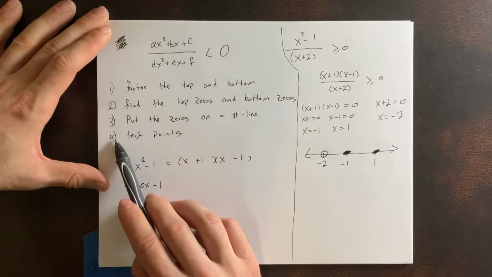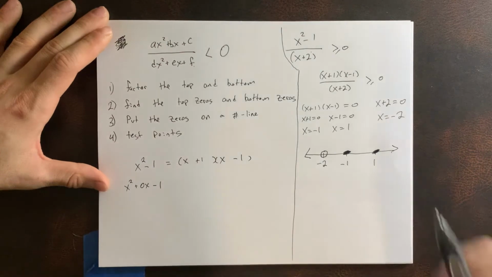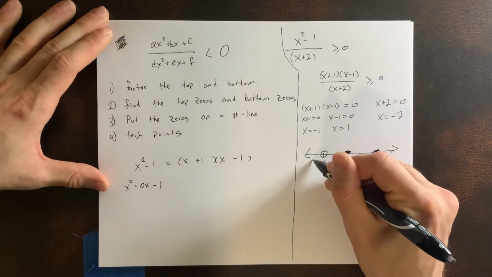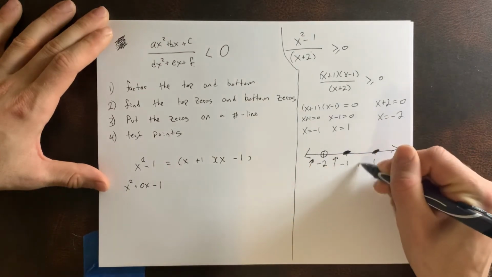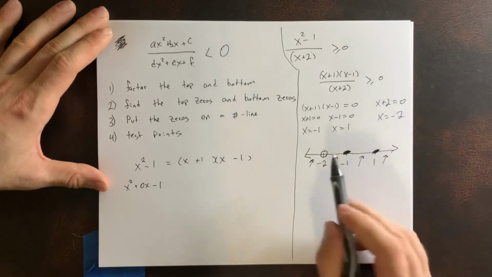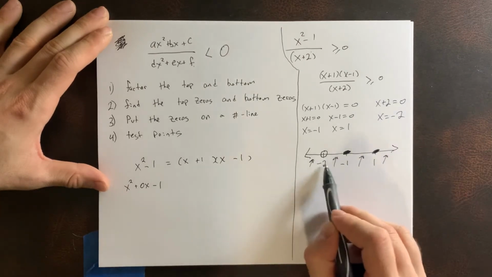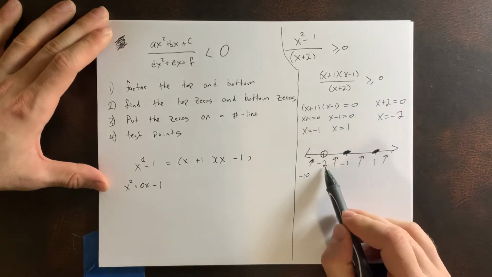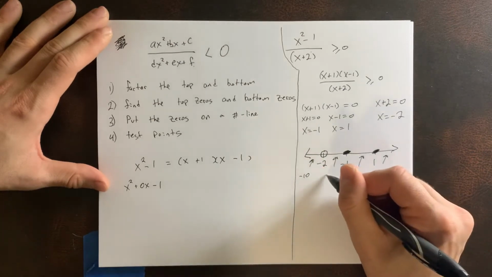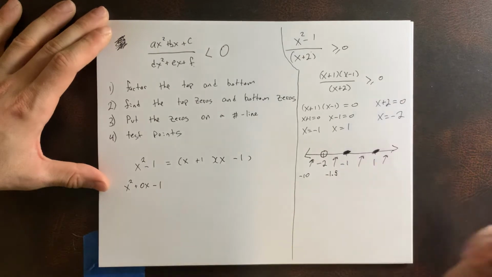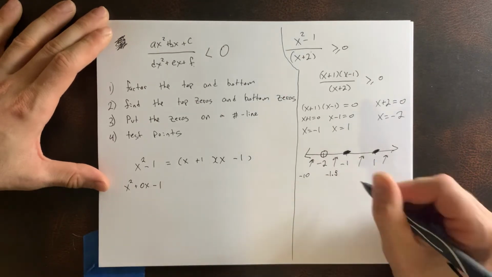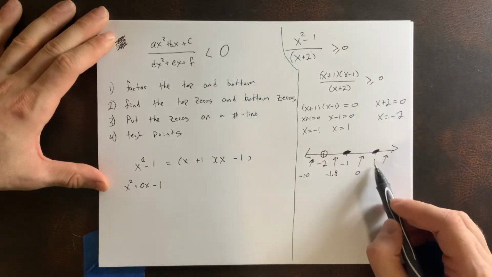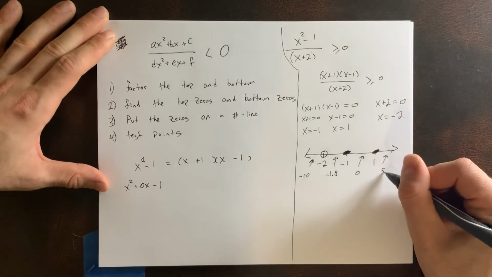So now we have to go to step 4, test points. What this means is the first thing we want to do is just pick a number in each of these sections, in between the dots. So for example, a number to the left of -2, we could choose -10. A number in between -2 and -1, we could choose -1.5. A number in between -1 and 1, we could choose 0. And a number bigger than 1, we can choose 5.